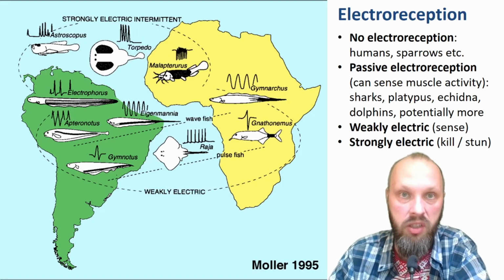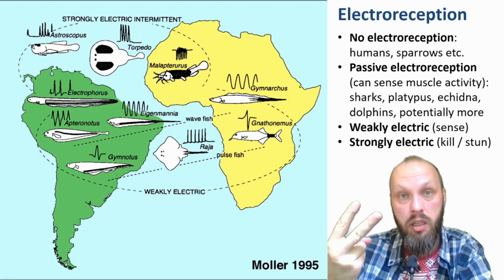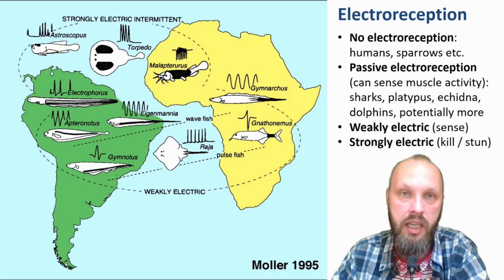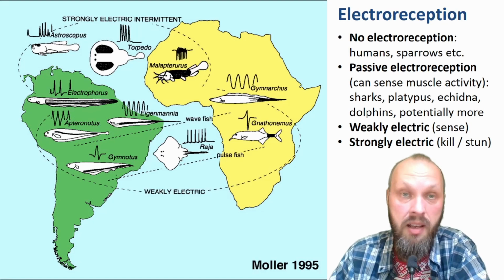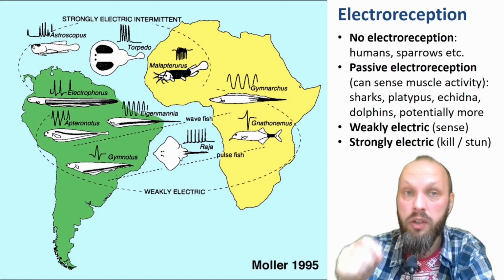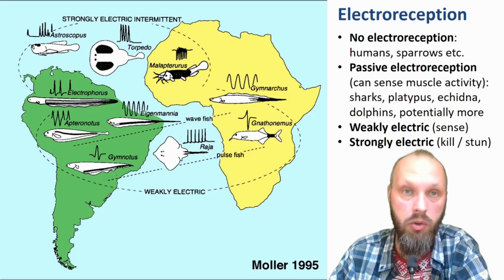We know how it feels like. Because many animals, as it turns out, fall in this second category called passive electroreception. Passive electroreception means that you don't generate strong electric fields yourself, you don't generate them for any special purpose, but you feel electric fields generated by other animals. Because we all generate electric fields all the time.